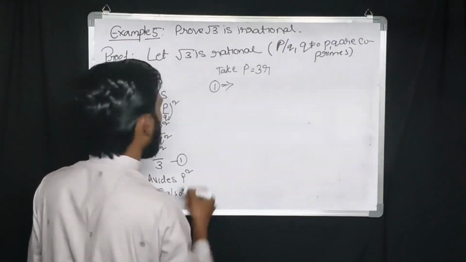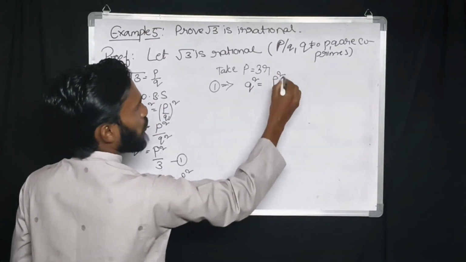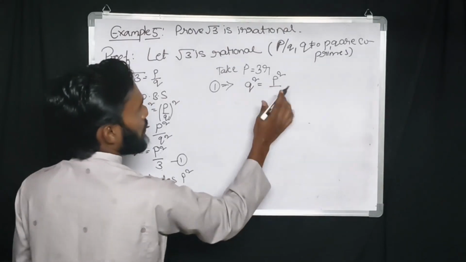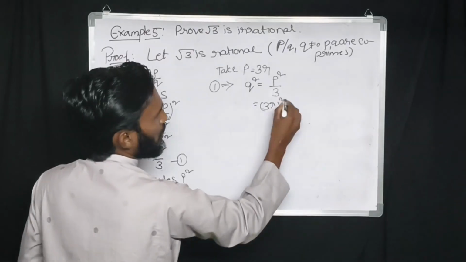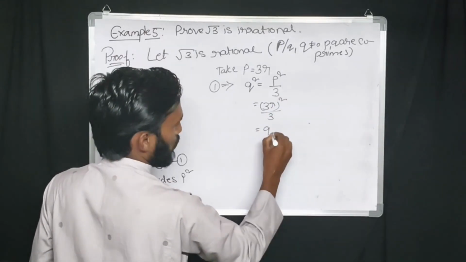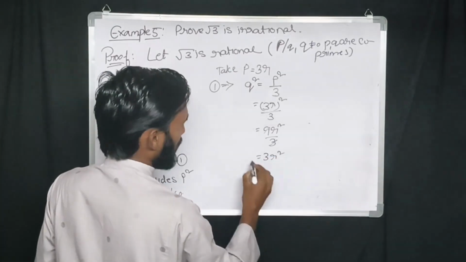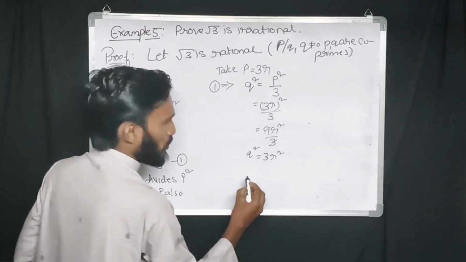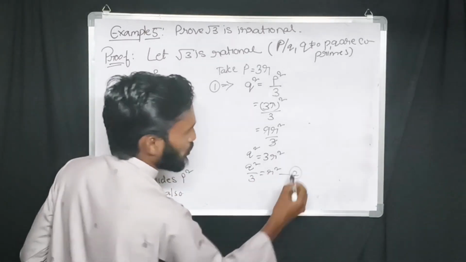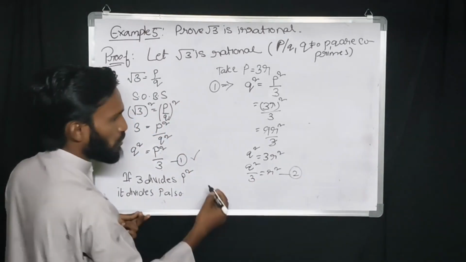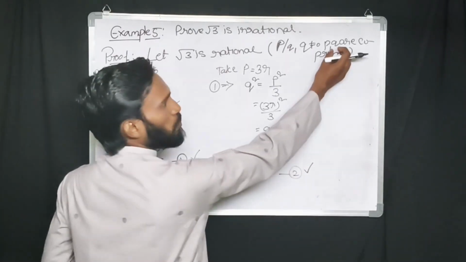Now substitute the value of p in equation 1. q square is equal to p square by 3, where p is 3r, so p square is 3r whole square. That is 9r square by 3, so q square is equal to 3r square. This is 2. Here 3 divides q square, and 3 divides q. That means 3 divides both p and q.